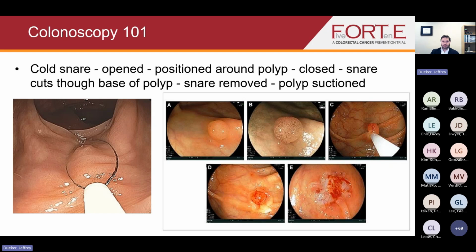Hopefully understanding how these polyps are seen and how they're removed will help you understand what the eventual pathology report says and what to do about it.